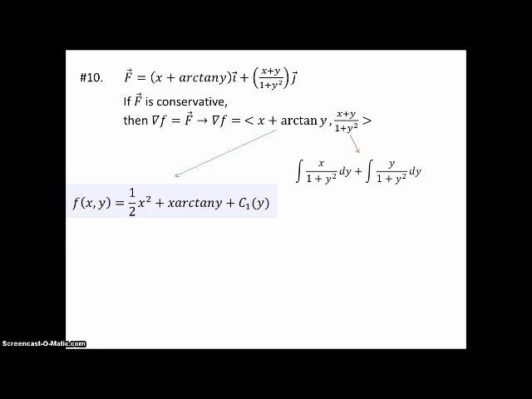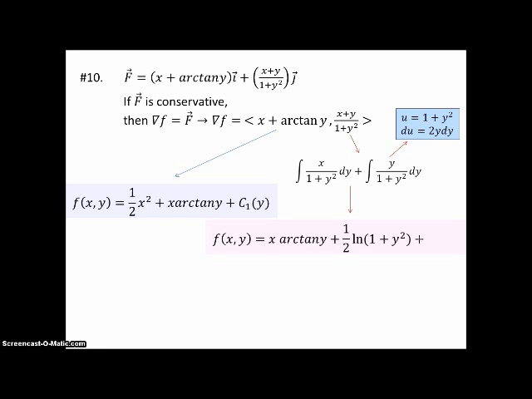We have to split that into two fractions. And the first one is easy because x is just a constant, so that would just be x times arctan of y. The second one, we could do a u-sub. You could possibly do that in your head, I'm not sure. But if we let u equal 1 plus y squared, then du is 2y, and so all we need is a half to take care of that. And so our possible potential function from the second component is x arctan y plus a half the natural log of 1 plus y squared plus possibly a function in terms of x.